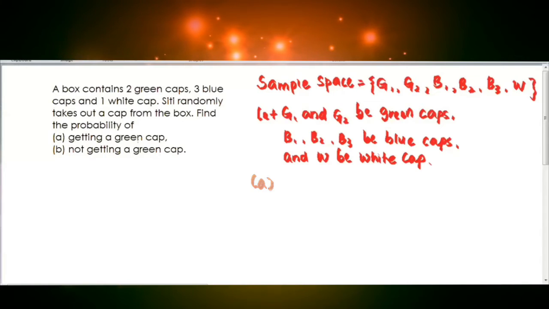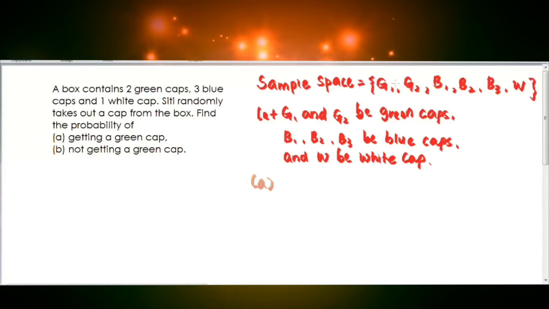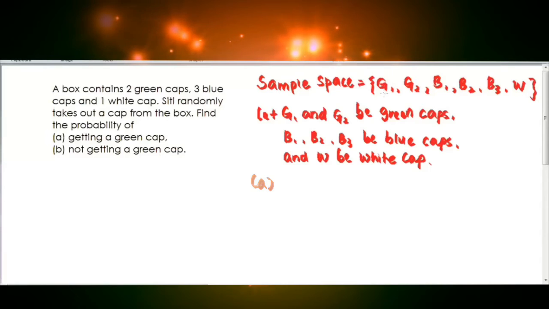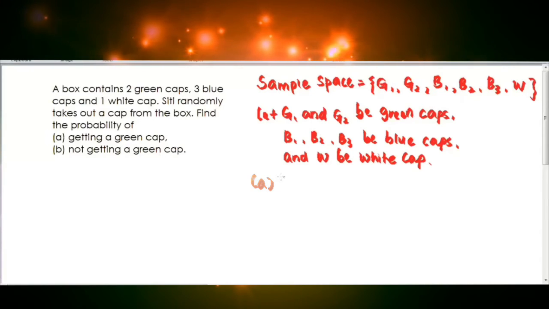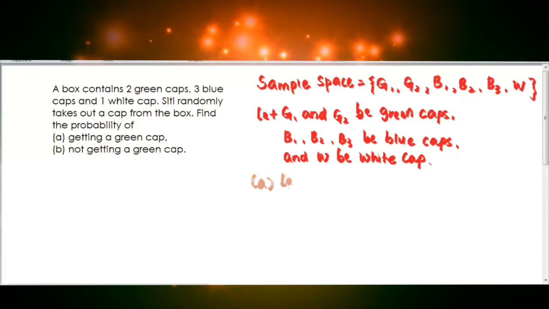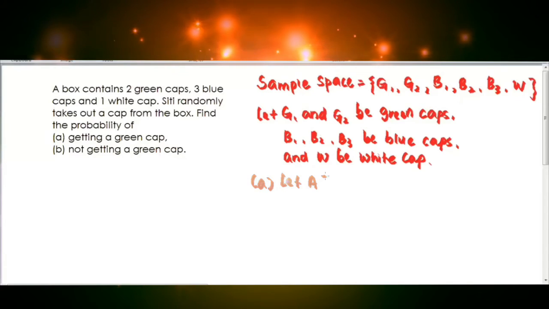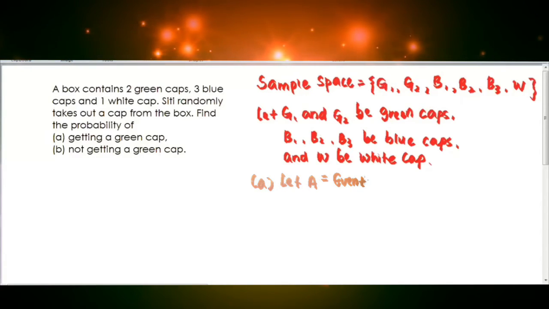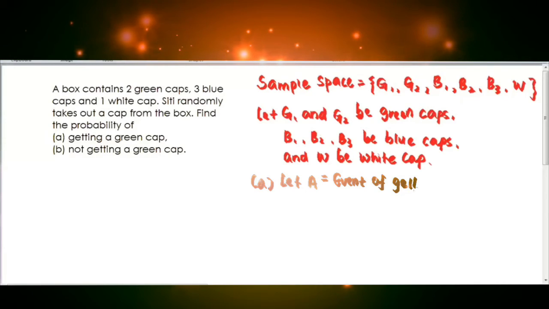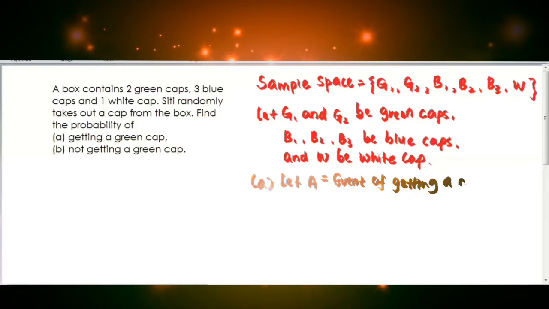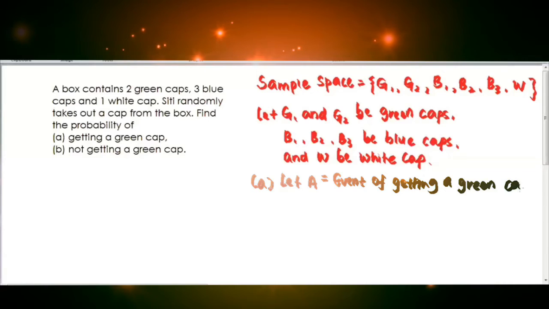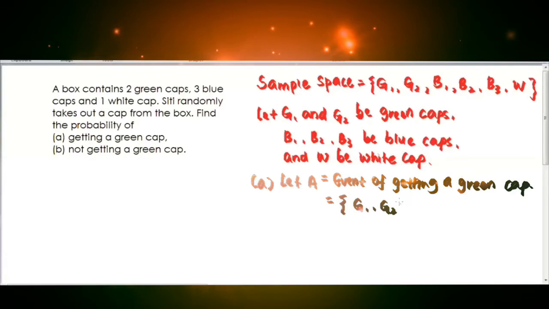Getting a green card. How many green cards are there over here? There are 2, right? So let A be our event of getting a green card. Green 1 and green 2. So the number of my event is 2.